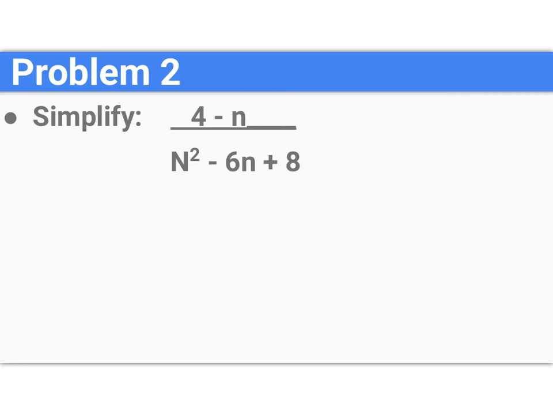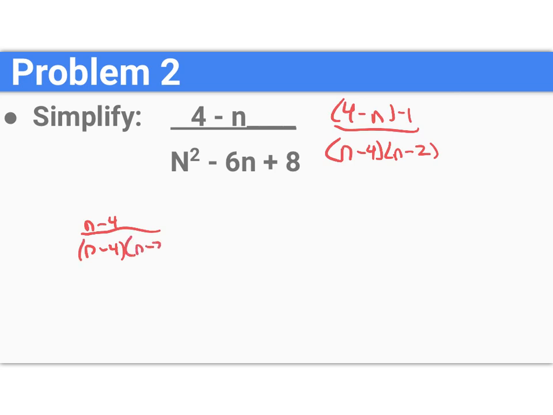Okay, so 4 minus n over n squared plus 6n plus 8. So what are the factors? 4 and 2, 4 minus 2 will give you 6. Okay, so we get 4 minus n over n plus 4 times n plus 2. Okay, so now we're going to have to do a little trick here. We're going to have to factor out a -1 from the top. So on the top we get n minus 4 over n plus 4 times n plus 2.